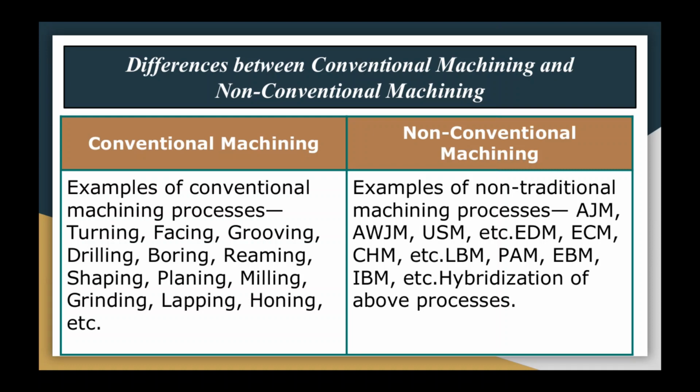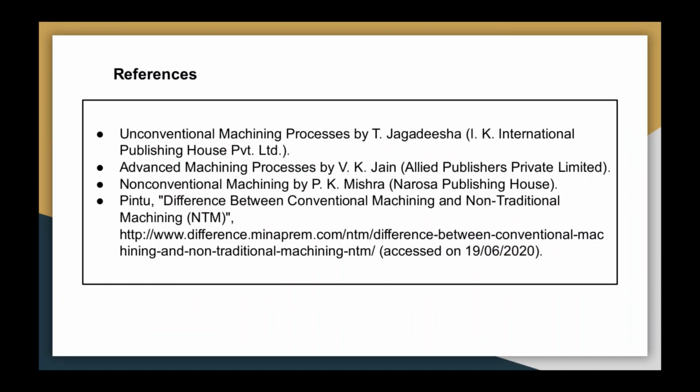In case of non-conventional machining processes, the following are examples: abrasive jet machining, abrasive water jet machining, ultrasonic machining, electric discharge machining, electrochemical machining, chemical machining, then laser beam machining, plasma arc machining, electron beam machining, ion beam machining, and also hybridization of all the above processes. So these are the examples of non-conventional machining. So this is about the similarities and differences between conventional machining and non-conventional machining. Here I have mentioned some references from where I have taken this data.